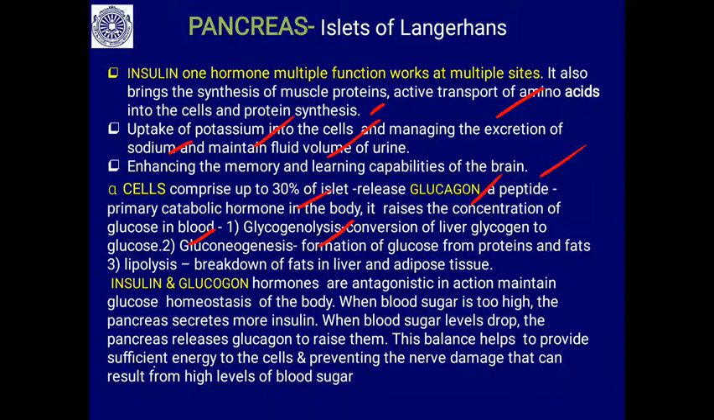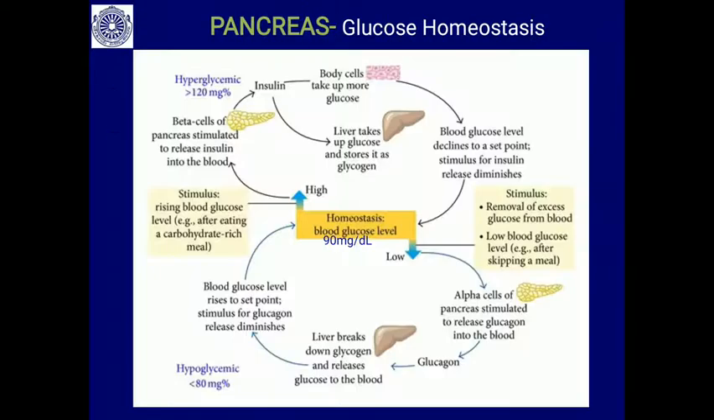When the blood sugar is too high, the pancreas secretes more insulin. When blood sugar drops, the pancreas releases glucagon to increase the blood sugar level. This balance helps to provide sufficient energy to the cells and prevents the nerve damage that can result from high levels of blood sugar.